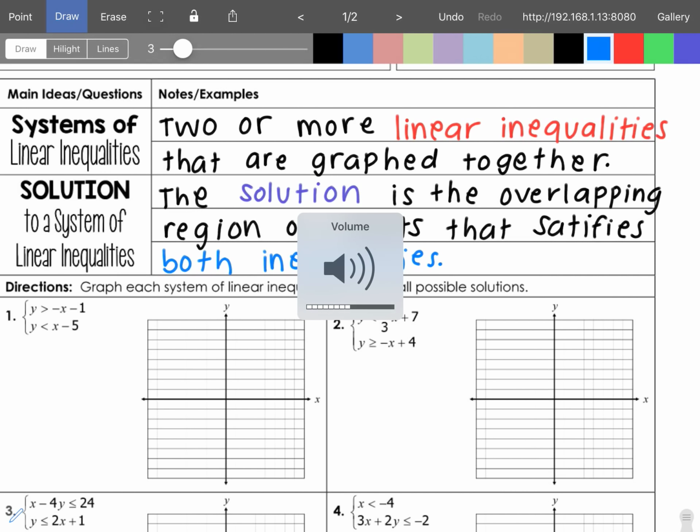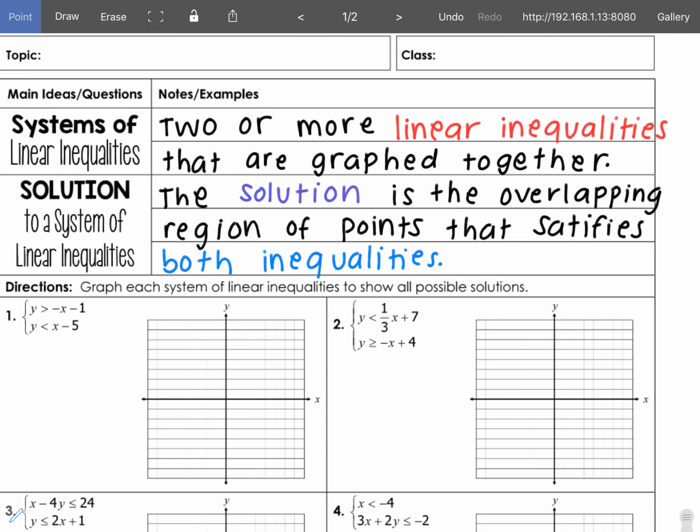Today's lesson is systems of linear inequalities. So this is the last lesson we're going to have before our test. So let's define, first of all, what a system of linear inequalities is. So two or more linear inequalities that are graphed together.